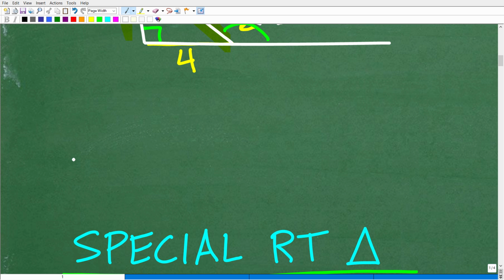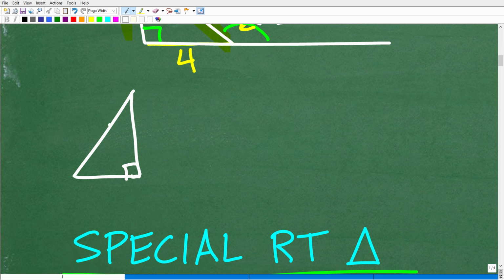Okay, so I'm not going to verify it. Well, yeah, I will verify it actually, but not right now. I'll verify it in just 1 second. But let's just take a look at the properties of a 30, 60, 90 special right triangle. Okay, so here it goes.